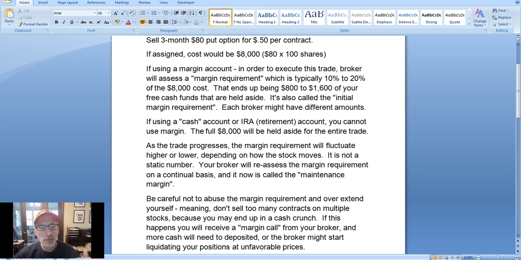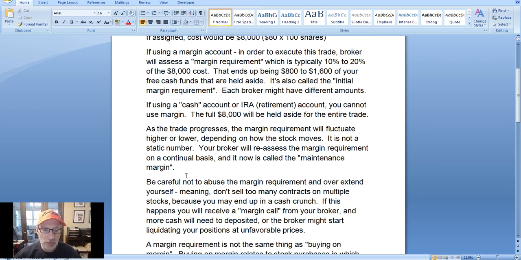Now, while the trade progresses and the stock fluctuates up and down, the margin requirement also fluctuates. So you need to understand the margin requirement is not a static number. It does not stay the same throughout the life of the trade. The margin requirement can move up and down just like the stock does. So your broker will continuously reassess the margin requirement as the trade is ongoing, and that's what's called the maintenance margin. The maintenance margin is your ongoing margin requirement as the trade moves along towards expiration.